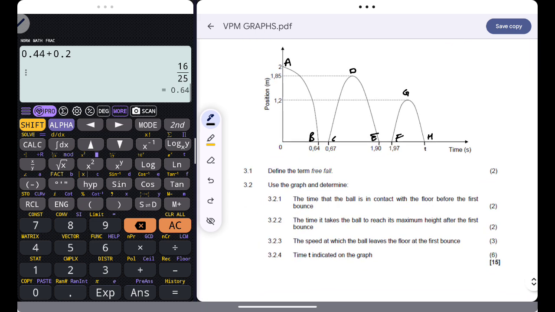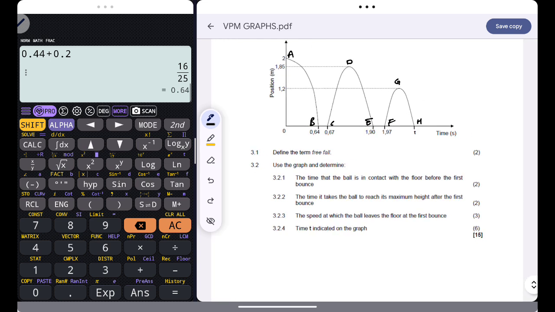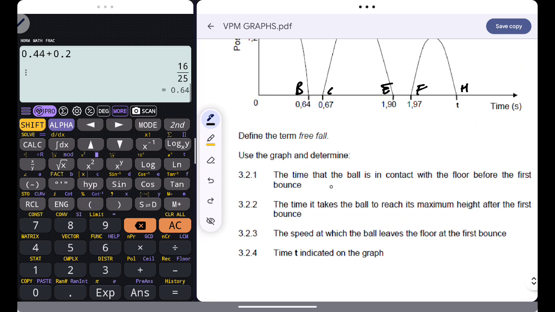First question, they want us to define the term free fall. Free fall is when an object is moving under the influence of gravitational force only. Okay, 3.2.1, they want us to use the graph to find the time that the ball is in contact with the floor before the first bounce. Okay, they want us to find the time difference over here. You'll simply say 0.67 minus 0.64, and then the time will be 0.03 seconds.